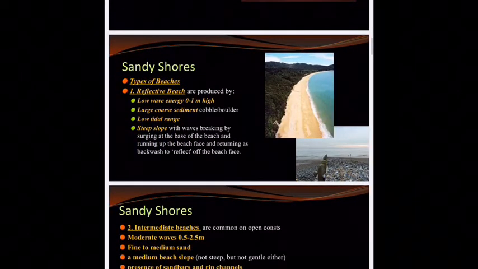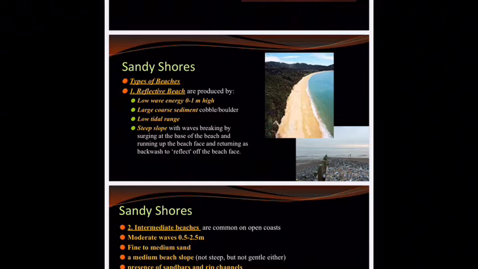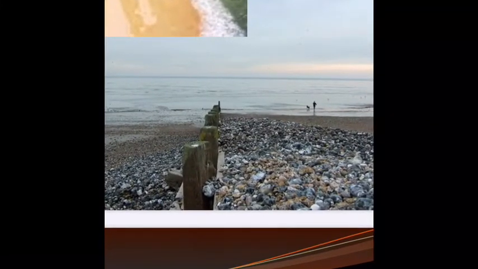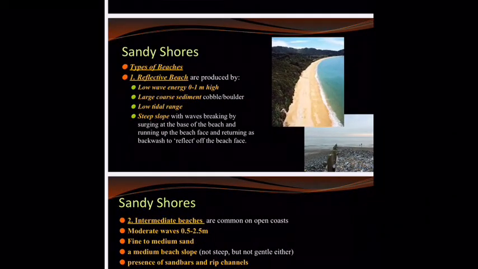All right, so there's different types of beach. The first beach we're going to talk about are called reflective beaches. These have really low energy waves. The waves do not get more than about 3 feet high. They have really big sediments, so it's not sandy. It's more pebbly like this. Okay, not the best thing you want to make sandcastles in.